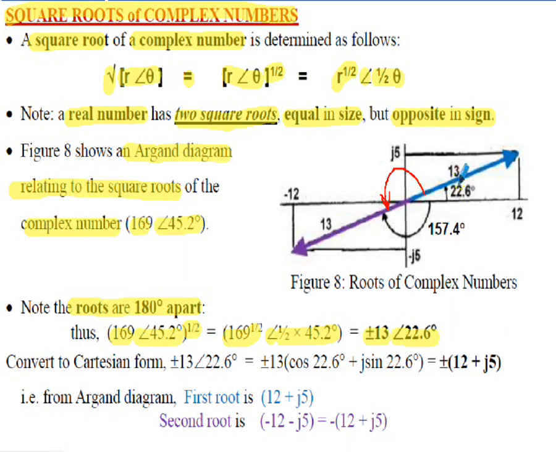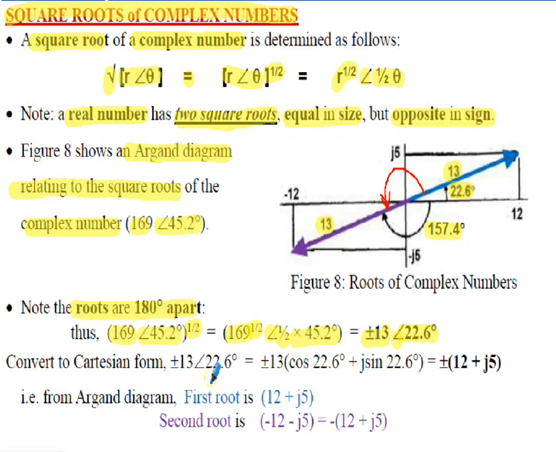The first root is 13 magnitude, an angle of 22.6 degrees on the horizontal, and the second solution for the square root is a magnitude of 13 but an angle of negative 157.4 degrees on the horizontal. Note 157.4 degrees plus 22.6 degrees is 180 degrees.